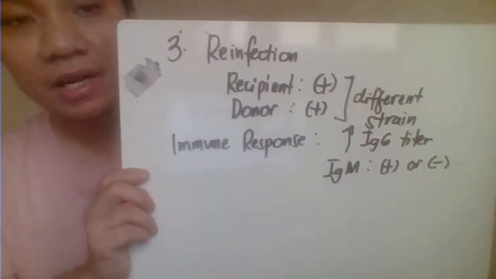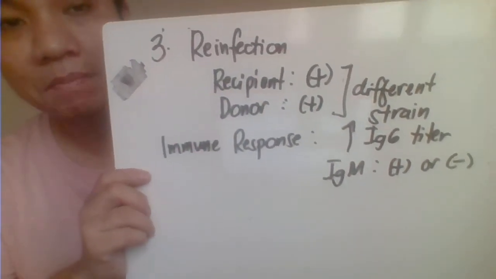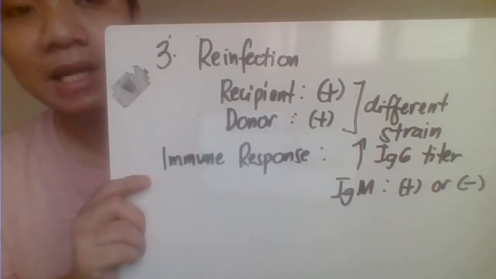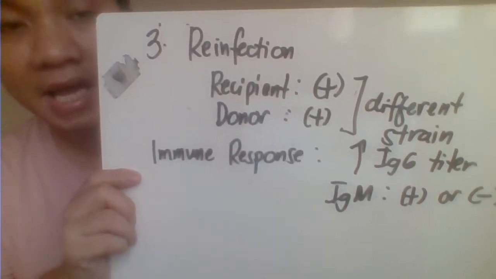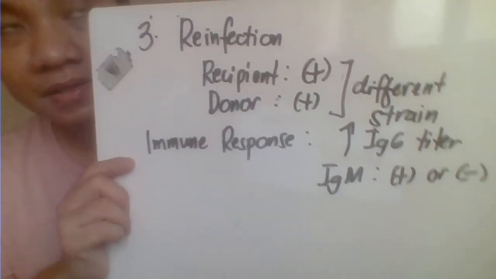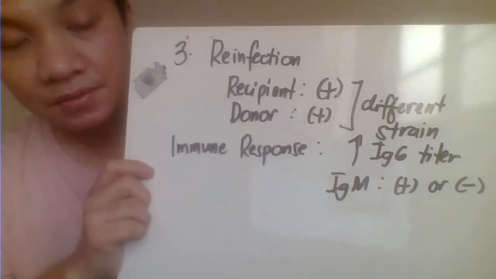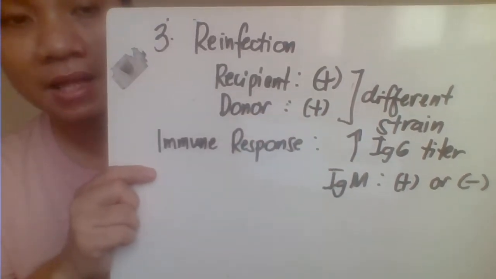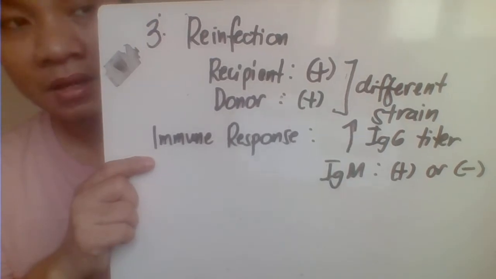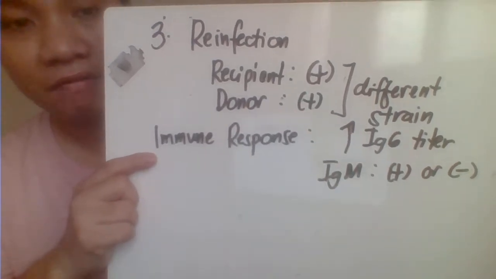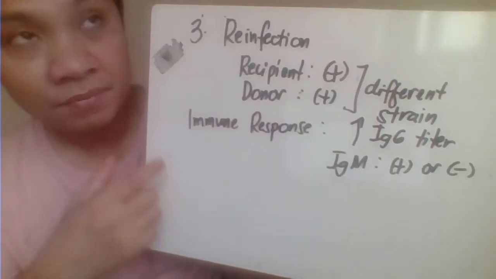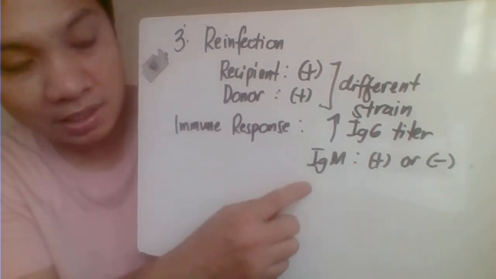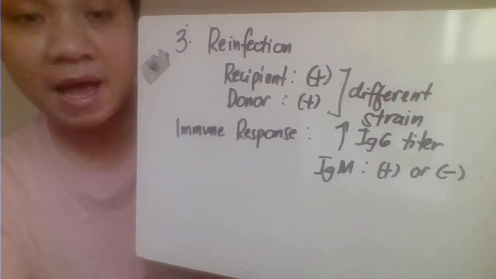And the last one, we have here the reinfection. In the reinfection, the recipient is already positive, and the donor's blood is also positive for the virus, only that they are of a different strain of the cytomegalovirus. So for the immune response, basically we have an increase in the IgG antibody titer. IgM antibody could be positive or negative. Again, it just differs from reactivation because in reactivation, your IgM is really negative. Ito naman, it could be positive or it could also be negative.